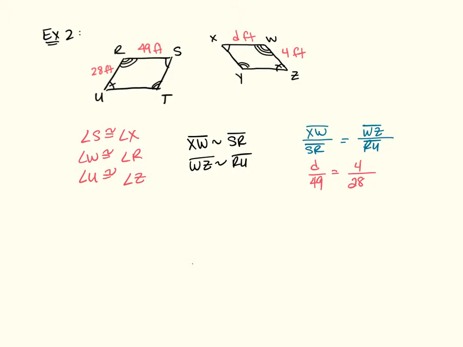Go ahead and pause your video, solve the rest of it, and push play when you're ready for the answers. If you did this correctly, you get the corresponding missing measurement as 7 feet. All right, move on.